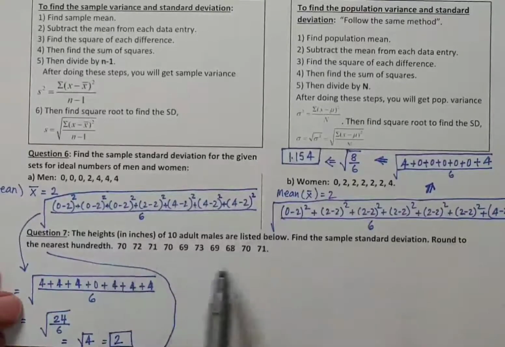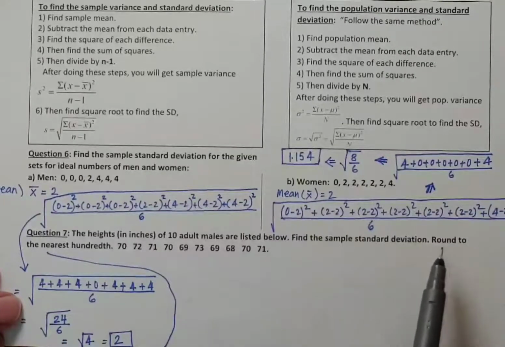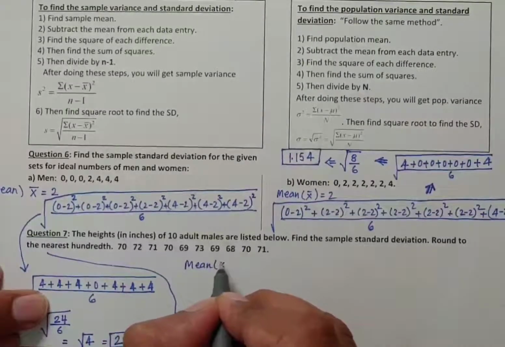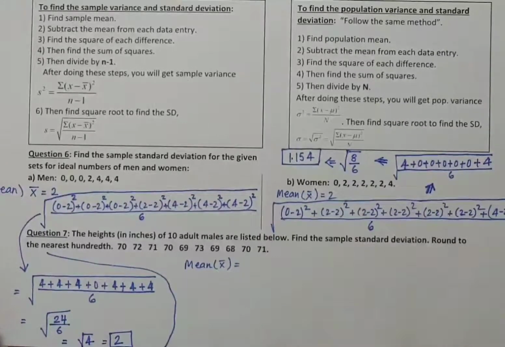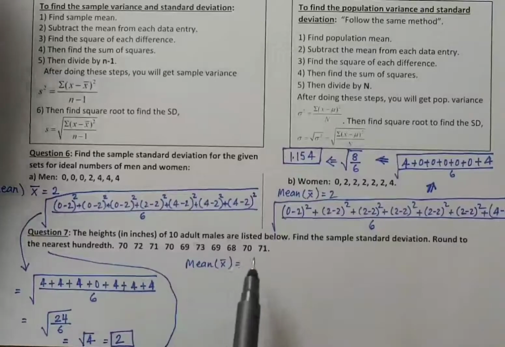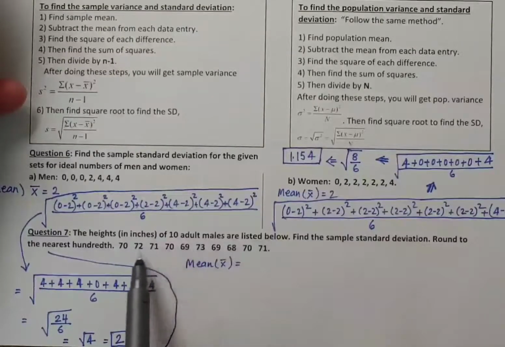Okay, now we have one more question. This is the data, and we find the sample standard deviation and round it to the nearest 100th. So we find the mean, x bar. Let's say I do it by calculator. I add the numbers and divide by 10, since there are 1, 2, 3, 4, 5, 6, 7, 8, 9, 10 numbers.